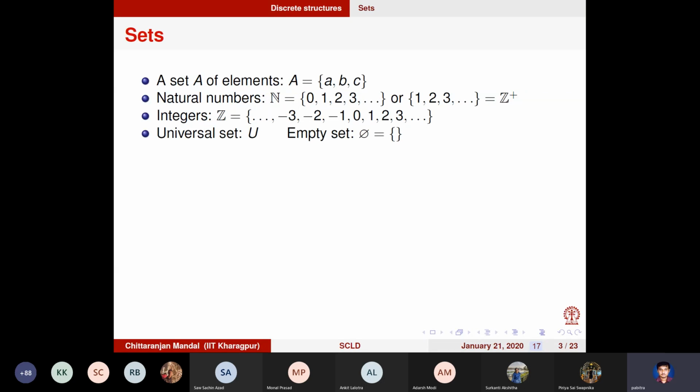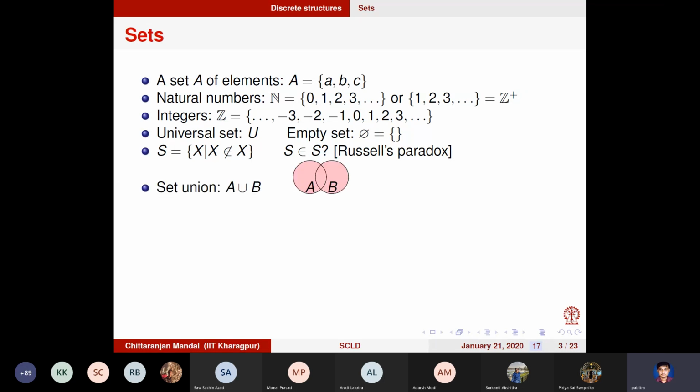There are two special sets, as you know: the universal set, which comprises everything, and the empty set or the null set, which does not have any element. Okay, so there is Russell's paradox. If we consider the set of all sets which do not belong to themselves, is that set an element of itself? In fact, the very definition of a set depends on some fundamental assumptions in mathematics, the axiom of choice and others.